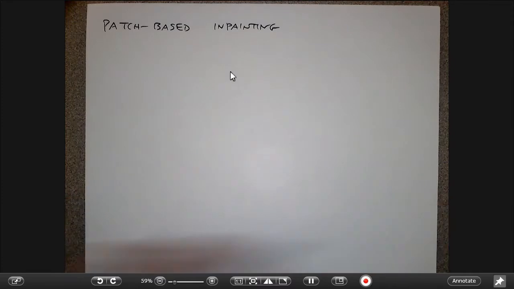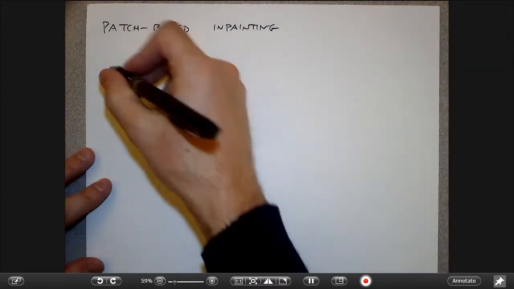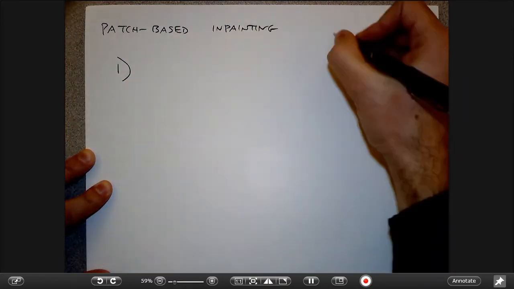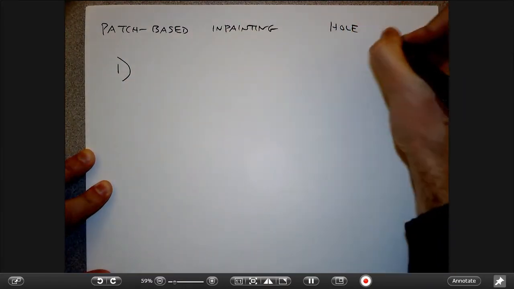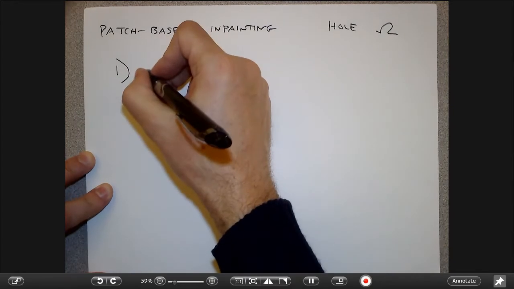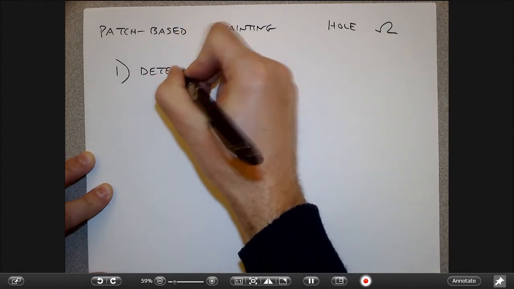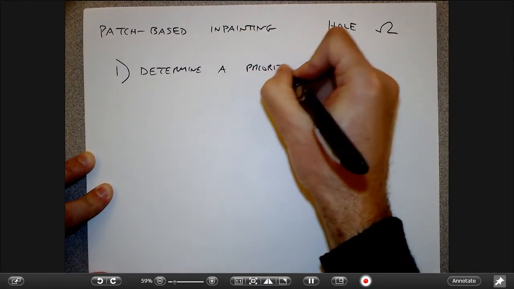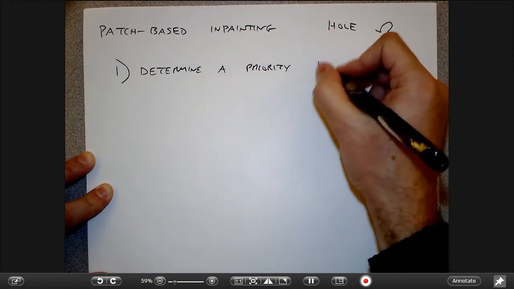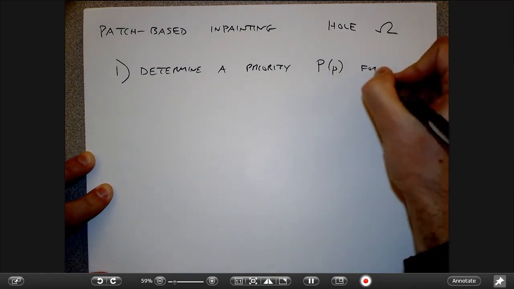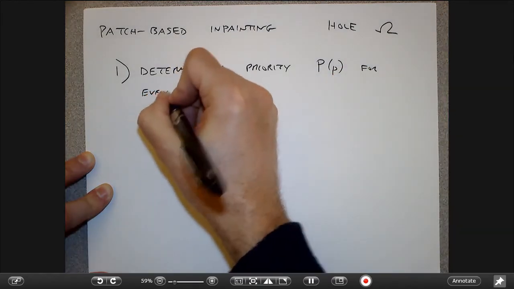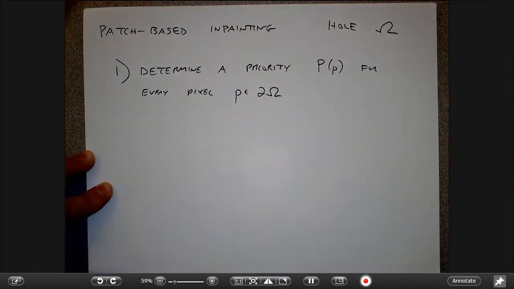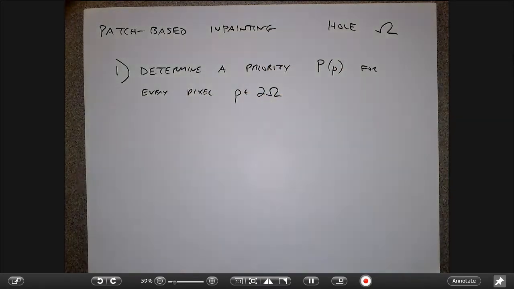I already kind of told you in words the basic idea, but here it is as pseudocode. So basically, I have my hole, I'm going to call Omega. And the first step is basically determine a priority, let's call it P of p, for every pixel on the boundary, right? So that little symbol here means boundary of.